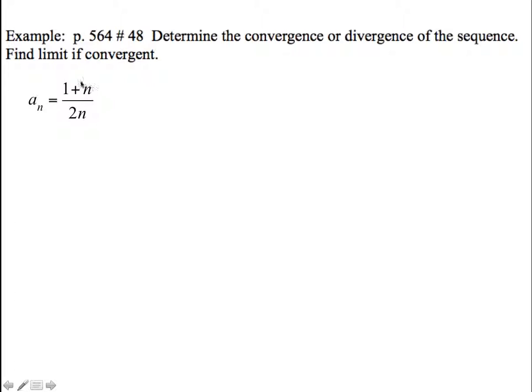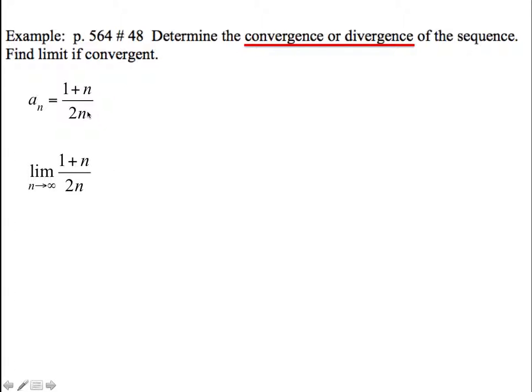So let's take a look at this first sequence here. It says determine the convergence or divergence of this sequence. Find the limit if it's convergent. And really, I almost think of it as being written backwards. If we can find the limit, then we know it converges. If the limit is infinite, then we know it diverges. So really, it comes down to finding the limit.